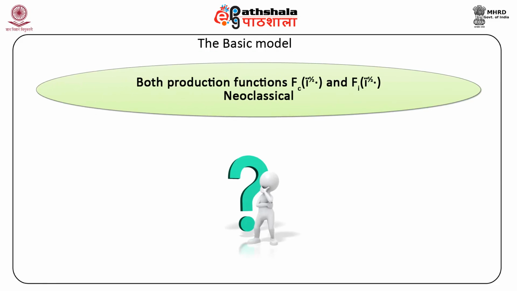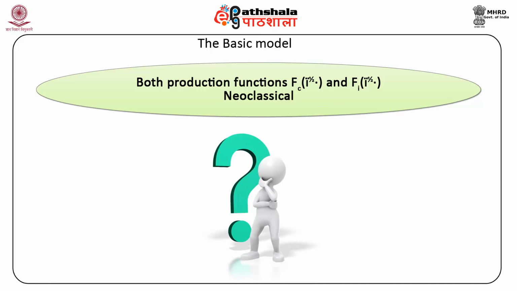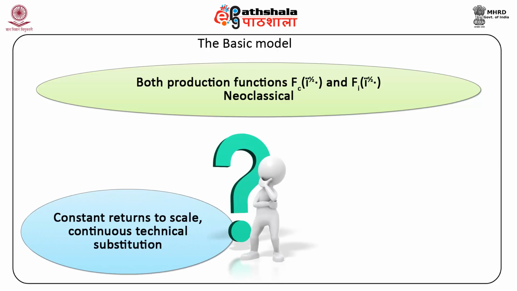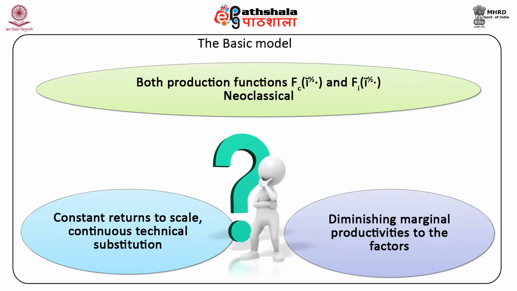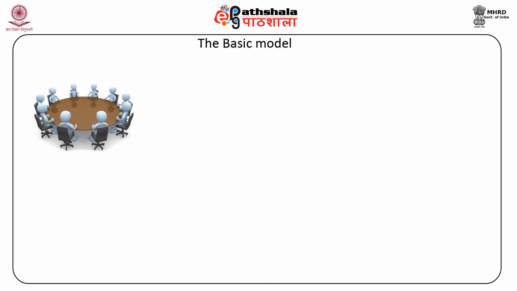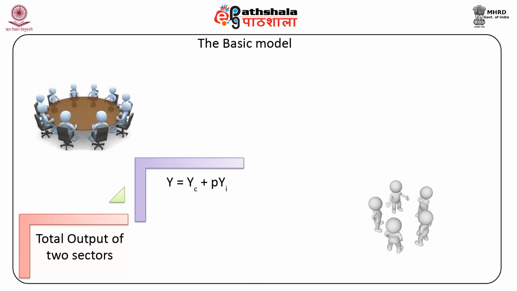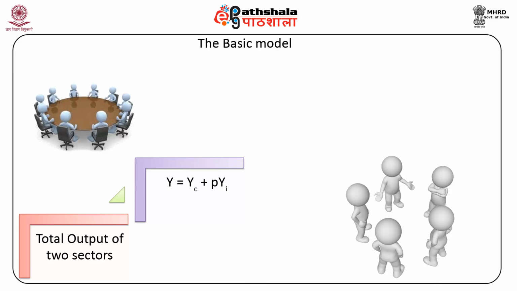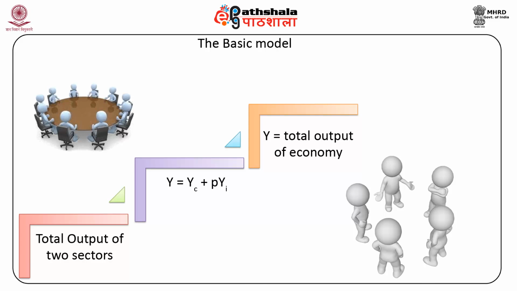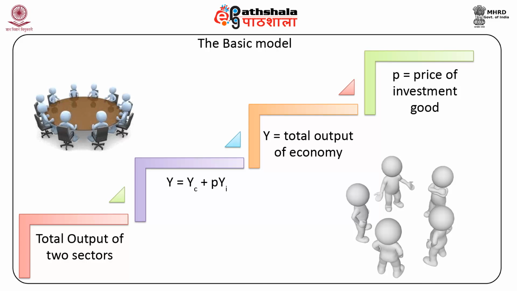Both the production functions Fc and Fi are neoclassical in the sense of exhibiting constant returns to scale, continuous technical substitution, diminishing marginal productivities to the factors, etc. Total output of the two sectors is Y equals Yc plus P times Yi, where Y is the total output of the economy, and P is the price of investment goods in terms of the consumer goods.